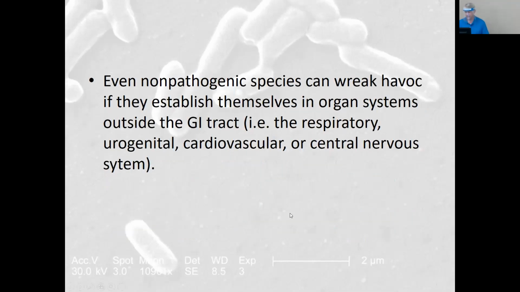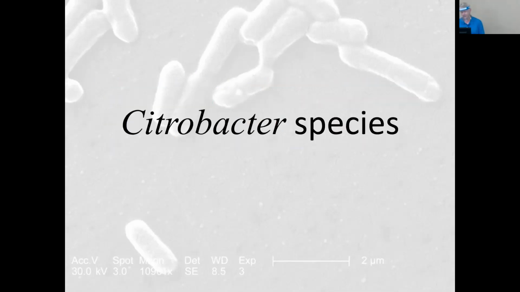Even non-pathogens can wreak havoc if they establish themselves somewhere else. And that's the key to what we're doing today in lab. They were in the GI tract, just minding their own business, and weren't causing us any problems. And then all of a sudden they end up in the urogenital tract. They can go to the central nervous system, respiratory. That's when we end up having problems, when they get set up in a different spot. Keep that micro 101, but it is important that you understand that as we move forward.